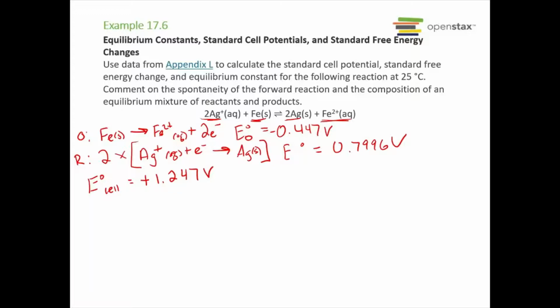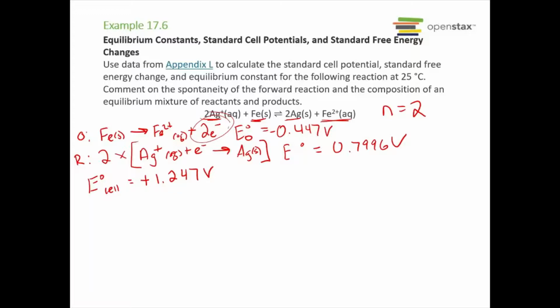Okay, so when you're doing this too, even though there's 2 silvers, you don't have to double the potential. You can just leave the potential as it is. That's why the 2 times the reaction is just kind of on the outside. But the biggest thing here is this shows us that it's 2 electrons being transferred. So that means n is equal to 2. And then we know our potential of the cell as well.